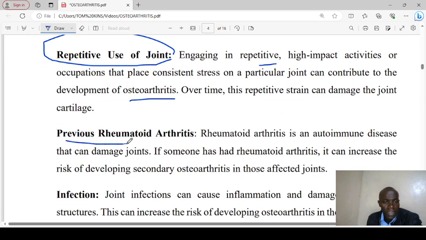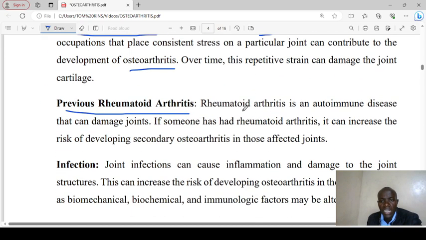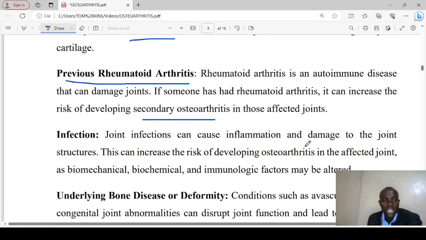We also have previous rheumatoid arthritis. Rheumatoid arthritis, of course, we have a link differentiating between the two conditions, but this condition is an autoimmune disease that affects and can damage joints. So if someone has had rheumatoid arthritis, it can increase the risk of developing secondary arthritis in those affected joints.